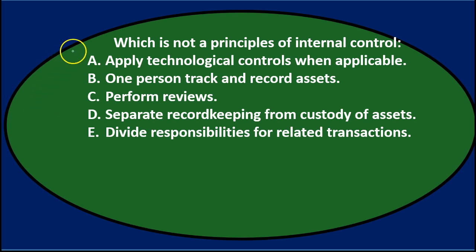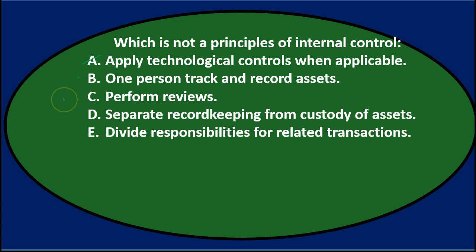So once again, we will read through this and then see if we can eliminate some of the options with the process of elimination. So the question, which is not a principle of internal controls? A, apply technological controls when applicable. That seems like something that we would do, so I don't think it's that. B, one person track and record assets. We may want to have different people do that, so I'm going to keep that for now. C, perform reviews.